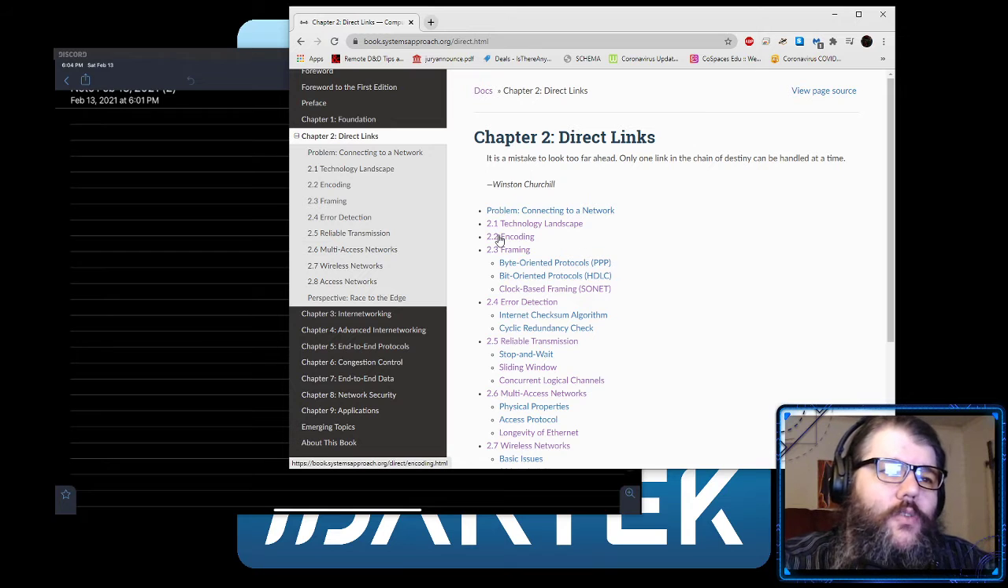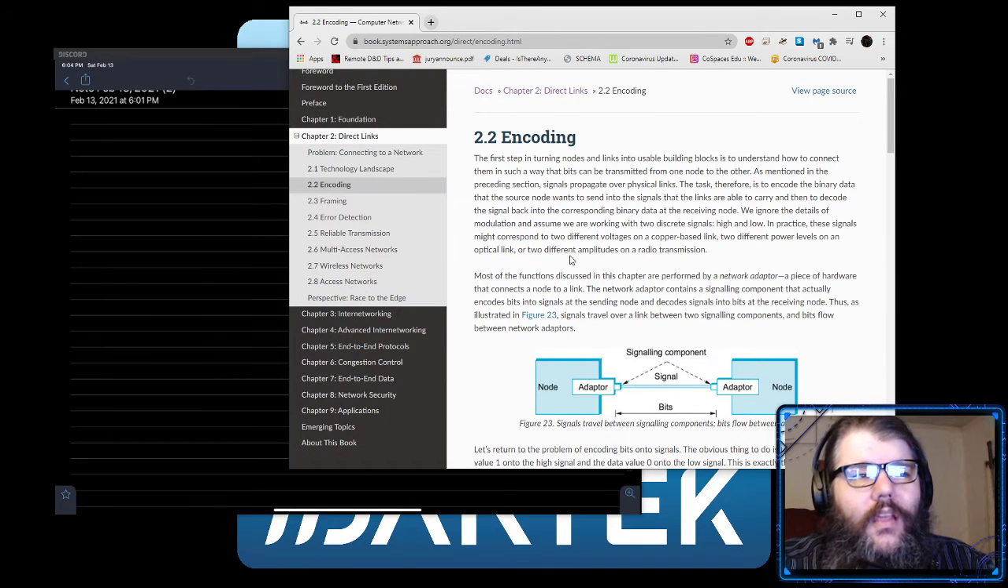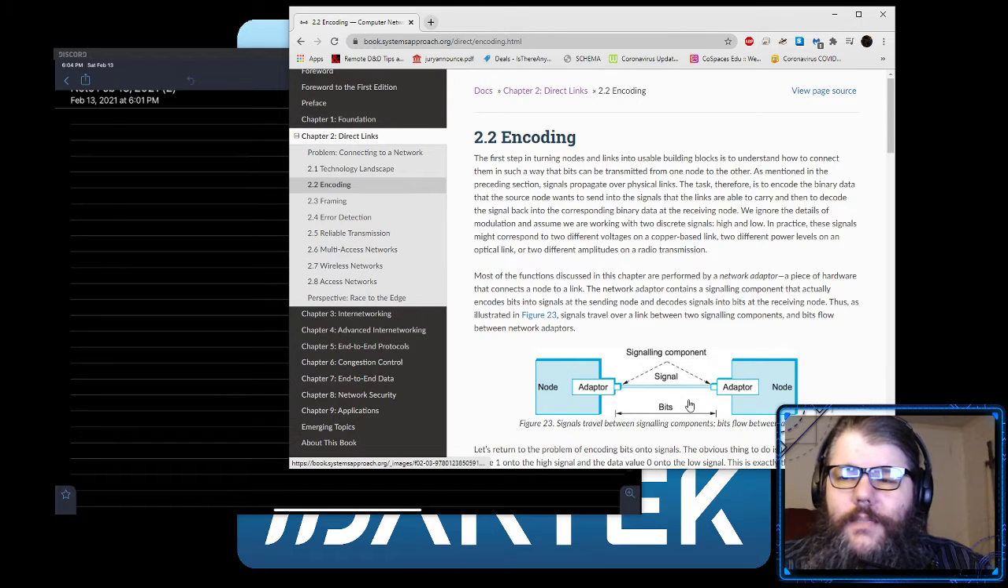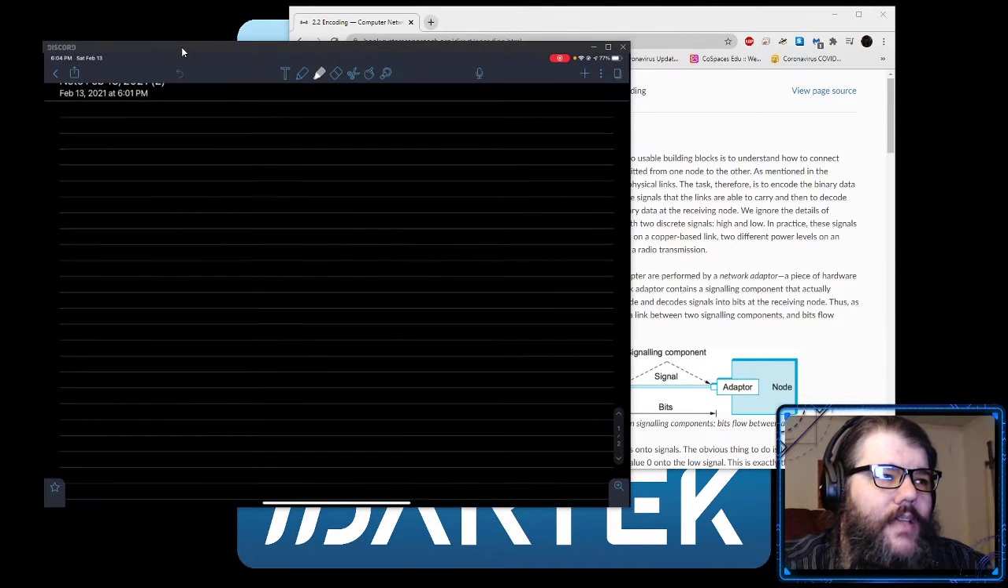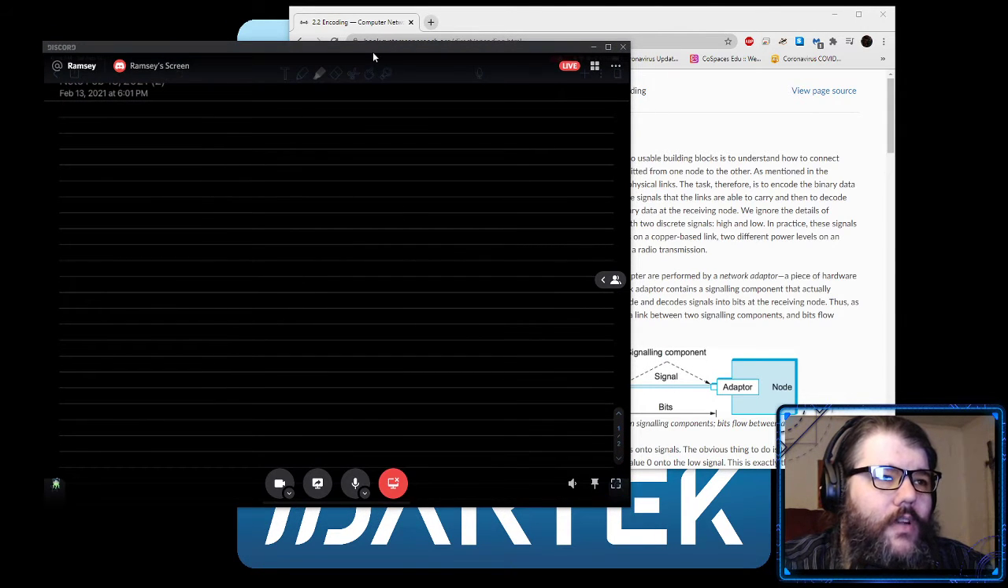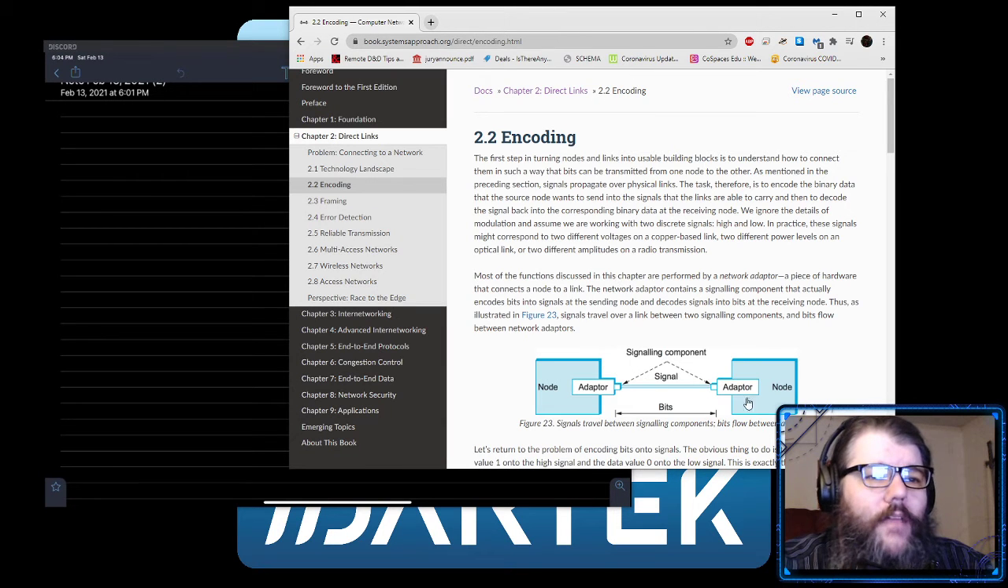So let's start in 2.2. Specifically, we're talking about direct links between two machines and trying to expand on exactly how some of that happens. Right here, you see I've got up my tablet, which is being pushed through Discord and shared on the screen, and I have the book on the right.